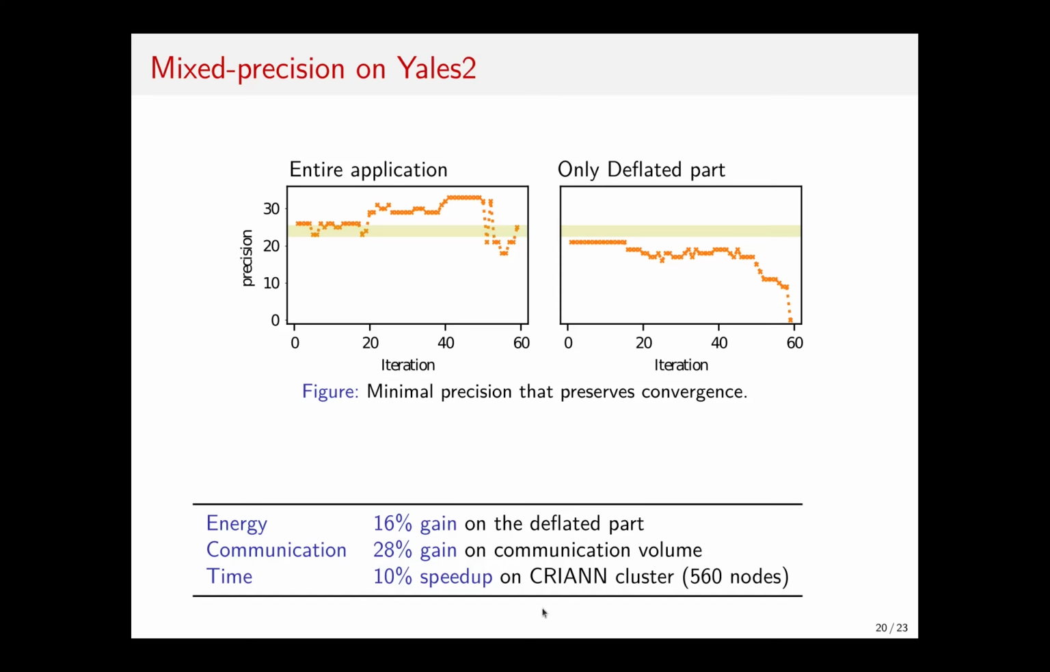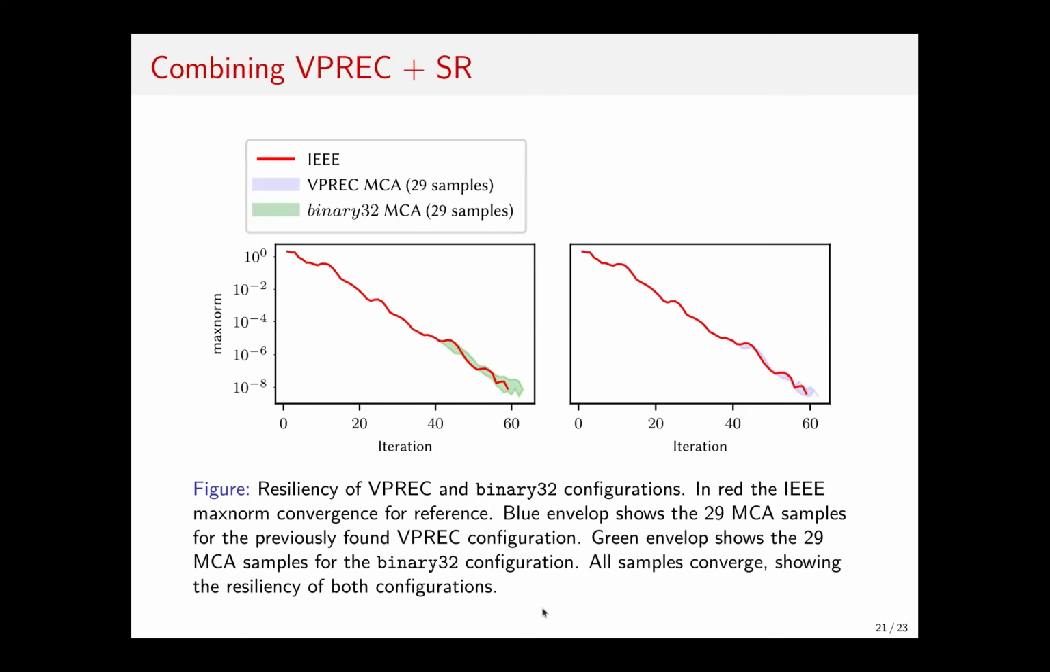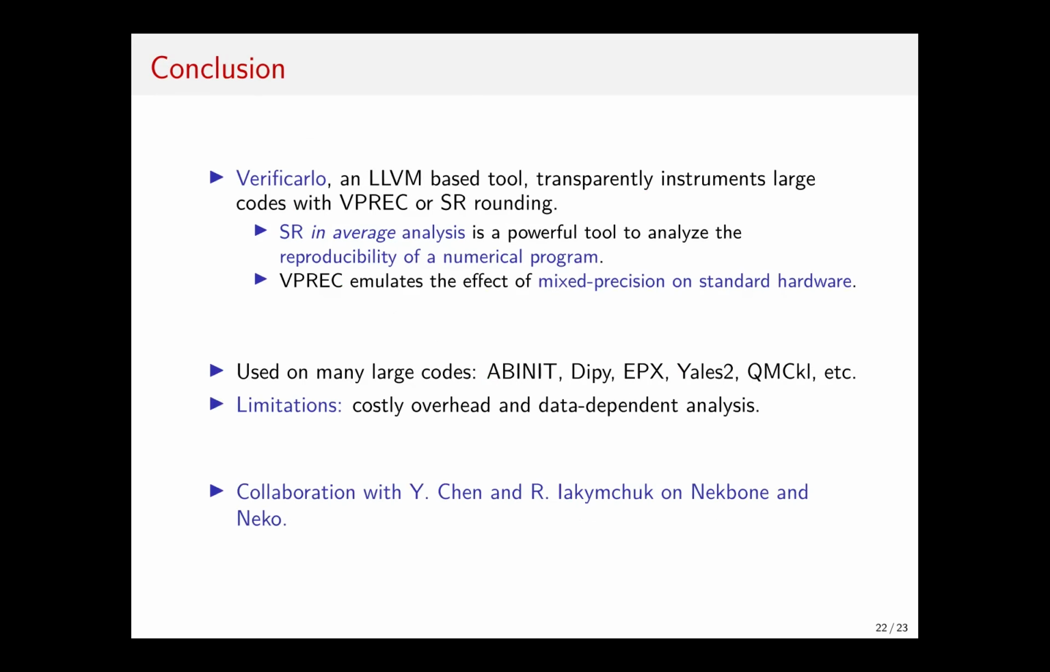and gains in time. One thing that is nice is that once we have moved the code to single precision, we can check how robust it is using stochastic rounding, using Monte Carlo arithmetic. We can repeat, for example, here 30 samples, and we see that for the 30 samples, we always converge. And this gives us confidence that actually, even for small variations, the mixed precision solution is going to be stable.